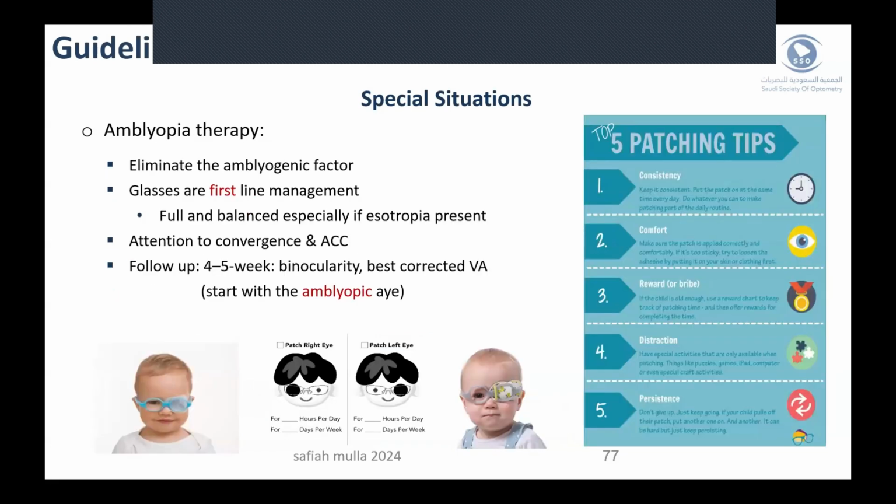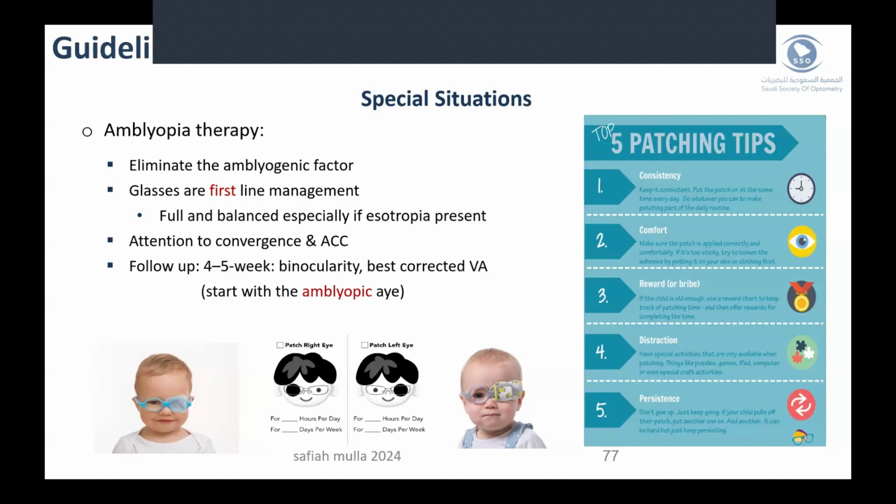You may have an amblyopia case. So again, if you want to give glasses, you first have to eliminate the amblyogenic factors. So if the child has a cataract, they should have the cataract removed. If the child has strabismus, then you try to correct that strabismus by using the glasses. The glasses are going to be the first line of management for that amblyopia. So you give full and balanced correction, especially if esotropia is present. You give them full correction, and then again you give attention to convergence and accommodation during their prescriptions.